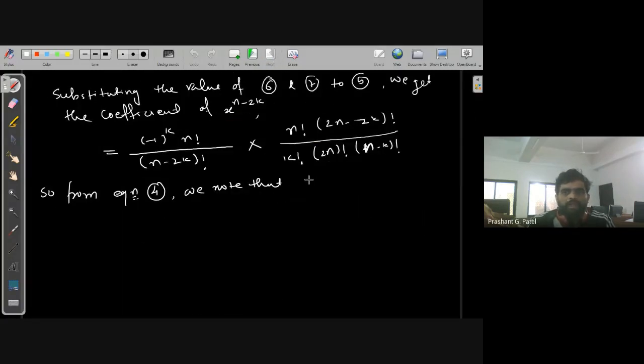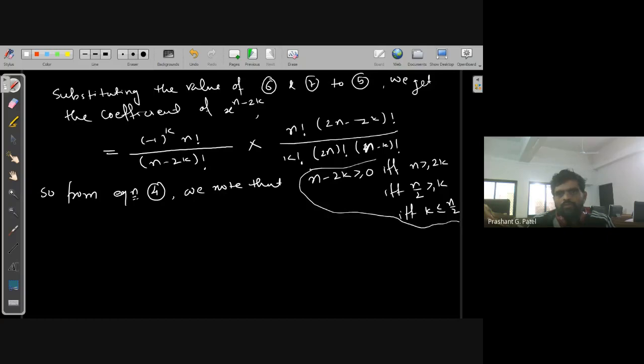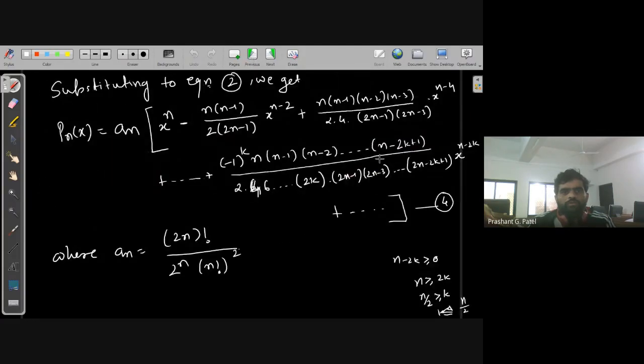We note that n minus 2k is greater than or equal to 0 if and only if n is greater than or equal to 2k, if and only if n minus 2 is greater than or equal to k, if and only if k is less than or equal to n minus 2. This I need actually to write down this expression 4 in terms of summation form, because this coefficient we calculated and into an is there. So an is this. First I will write down this an.